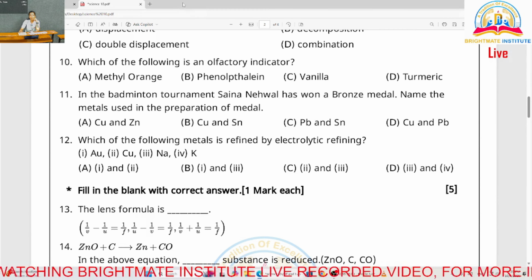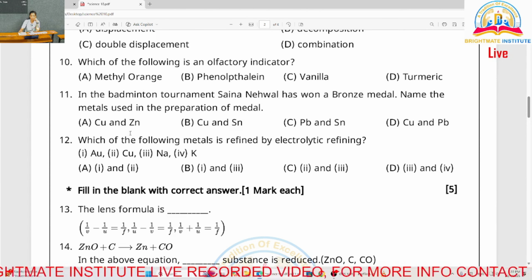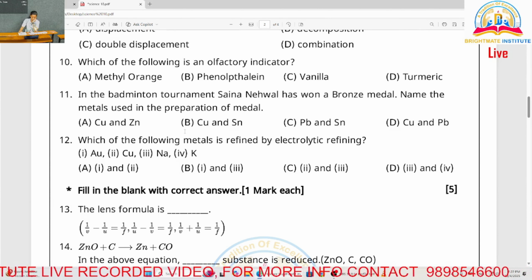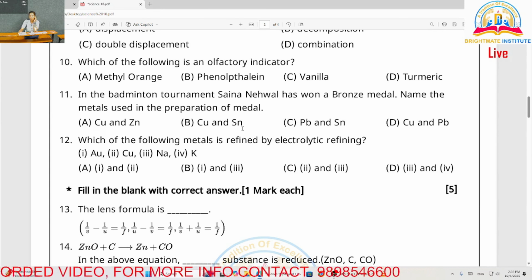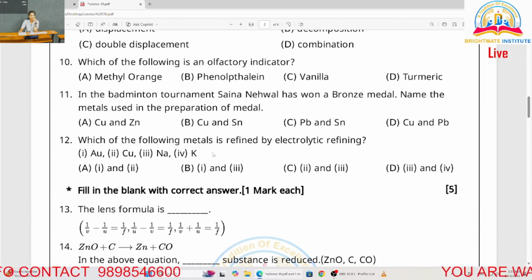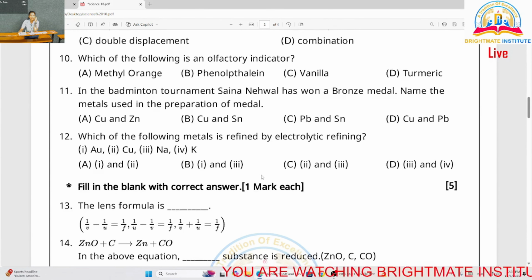Name the metals used in the preparation of bronze. So what is the correct answer? That is Cu and Sn, that is copper and tin. Both of these metals form an alloy, and both are used to make bronze. So bronze is an alloy of copper and tin. Option B, copper and tin, Cu and Sn, is the correct answer.